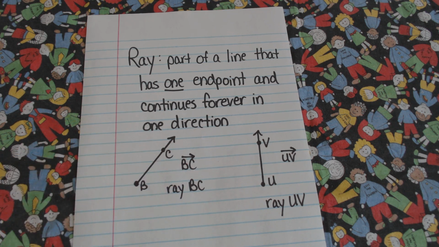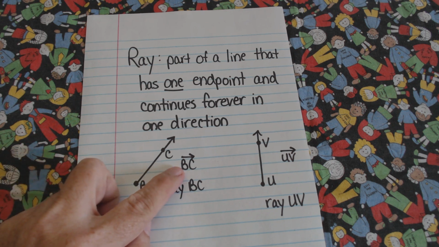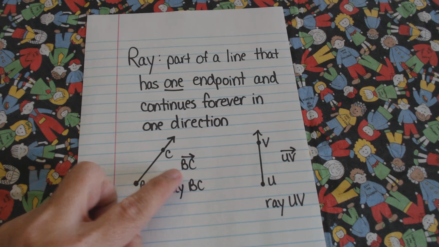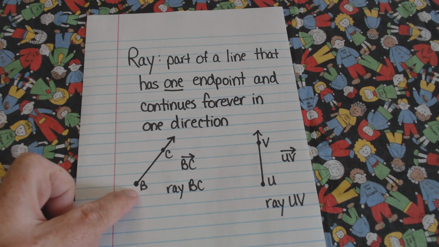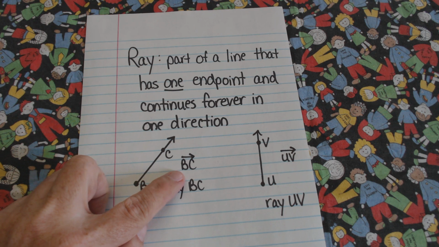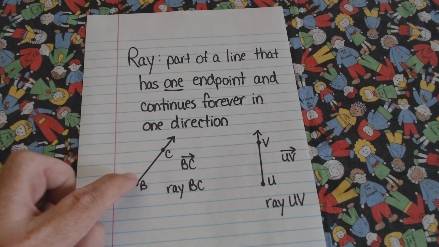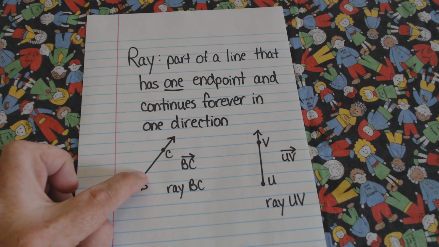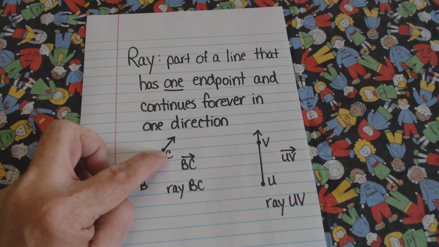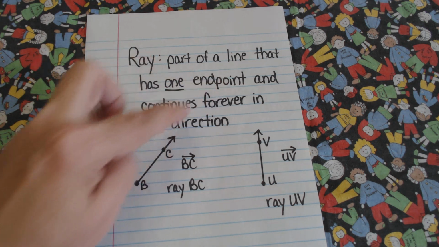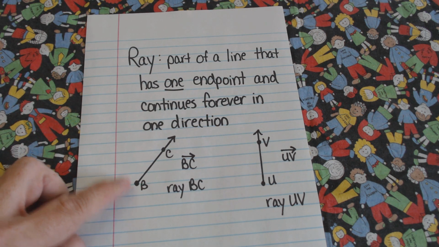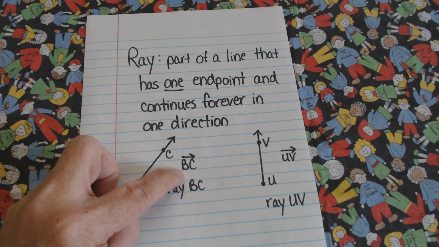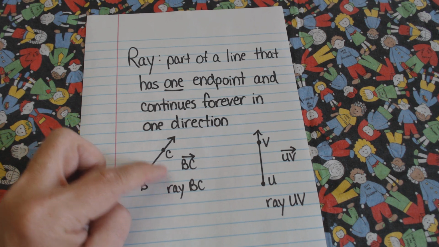Now, unlike lines and line segments, the order of the letters on a ray do matter. The first letter should always be the endpoint. So in this case, our endpoint was B. So the first letter when we write it is B. We could not call this ray CB, because if we begin at C and continue on in this direction, we'll never get to point B. So always begin with the endpoint. This is read ray BC.